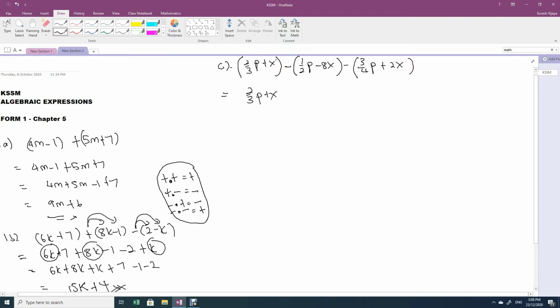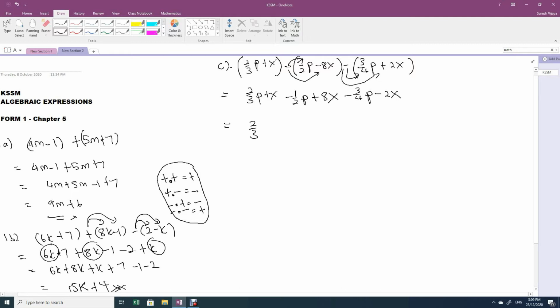So write back 2 over 3p plus x. The minus you have to times in, the other minus is the same, you have to times in so that you can break up the brackets. So it will be minus 1 over 2p, minus times minus 8x will be plus 8x. Minus times 3 over 4p will be minus 3 over 4p, and minus times plus 2x will be minus 2x. If you're not sure, you refer back to the rule that I have written down below.